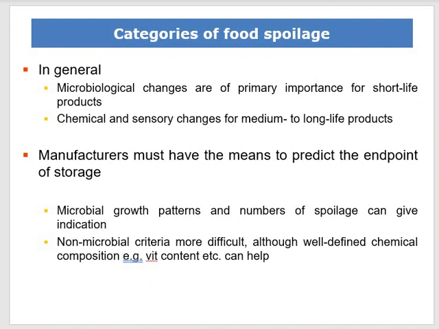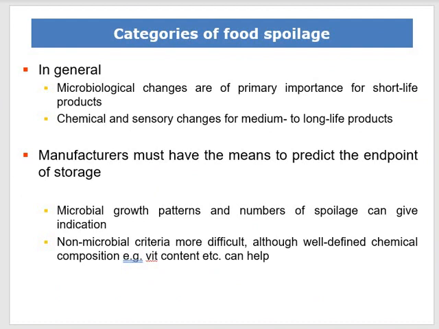Okay, so some of the things that we're still going to talk about when we talk about assessment of shelf life: what manufacturers can do is monitor their microbial growth patterns and the number of spoilage organisms to give them an indication of how the product spoils, and other things like non-microbial criteria.